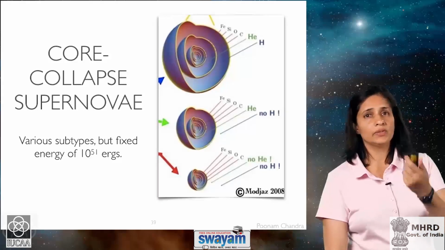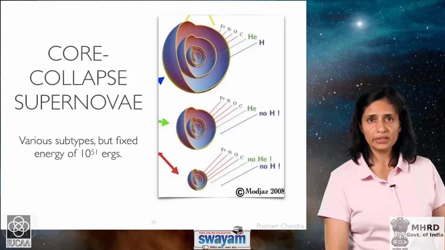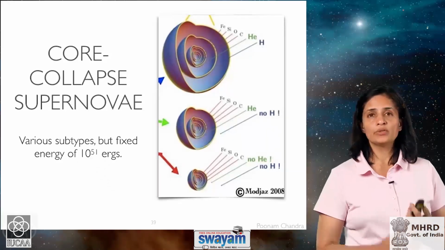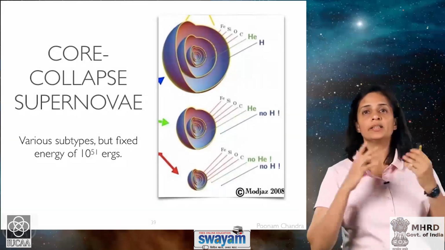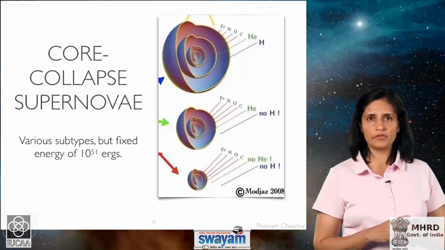These are different kinds of supernovae depending upon what kind of star was exploding, and that gives rise to different kinds of outputs. There is only one thing which is fixed, and that is the gravitational potential energy turning into the explosion energy, which is more or less 10 to the power 51 ergs.